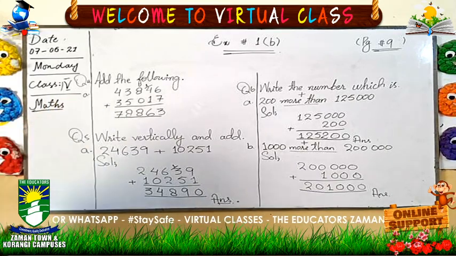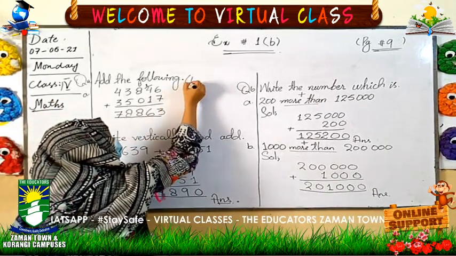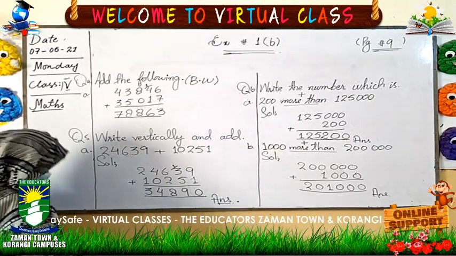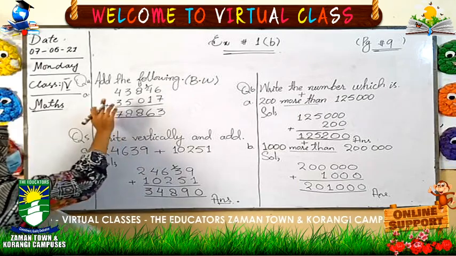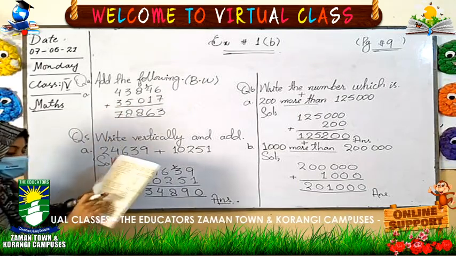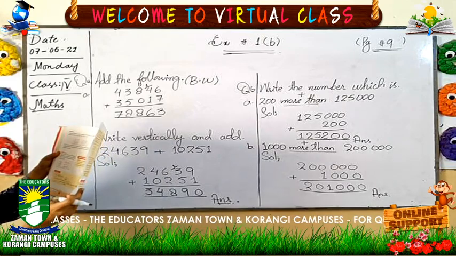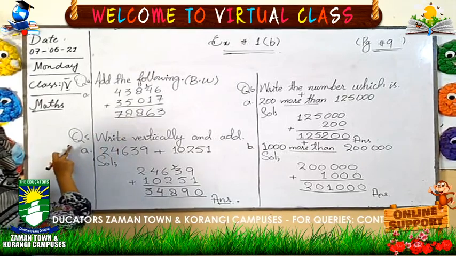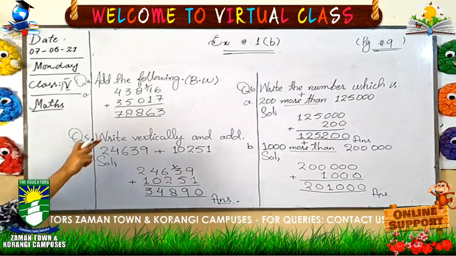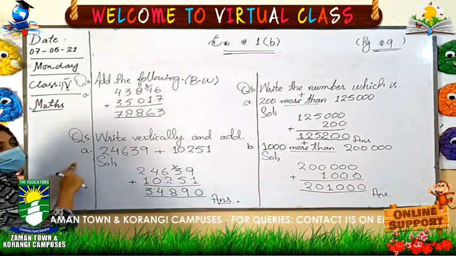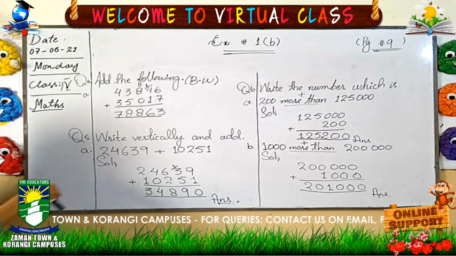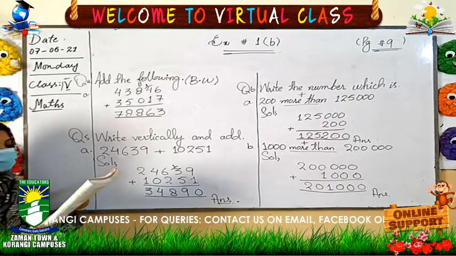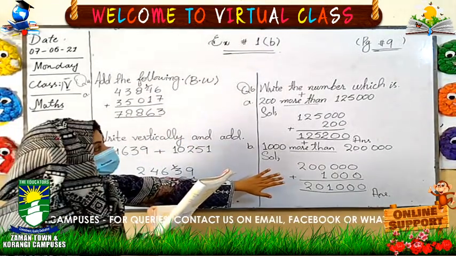This was your book work which you have to solve in your books: A, B, C and D, all these parts. Now we come towards copy work, which is question number 5 and question number 6. You have to do these in your copies. You have to do 3 parts of this question.